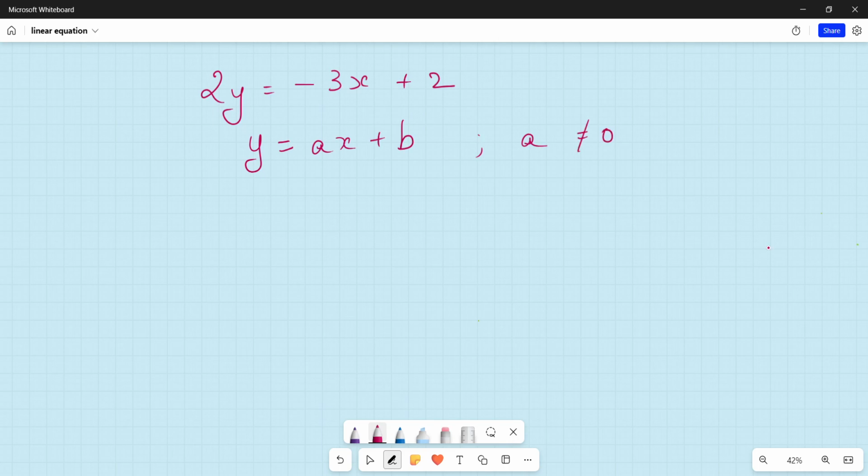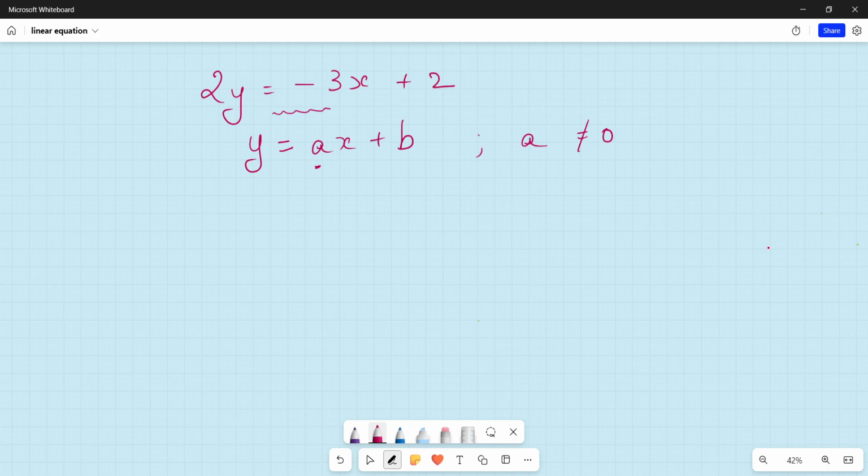A is not equal to 0 is specified because once a becomes 0, there is no x term. And if there is no x term, the equation is no more a polynomial in first degree. It becomes a constant polynomial or a zero polynomial. So now our question is, why doesn't this look the same as y is equal to ax plus b?